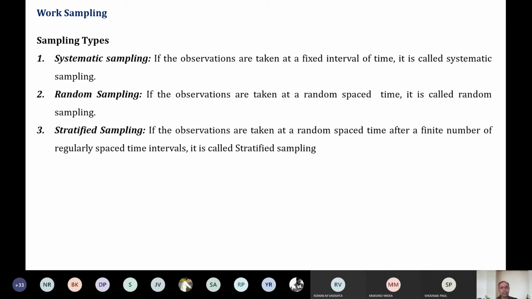Then we have random sampling. In random sampling, we don't mind about the time. We can do it anytime we want. It does not have any time constraint. Whenever you feel like conducting a test, you can conduct it, maybe like a surprise test. Randomly I may conduct some test for you, which can be evaluated. So that is called random sampling.